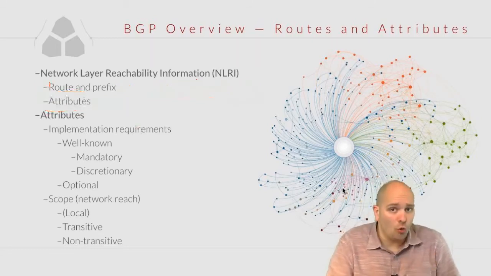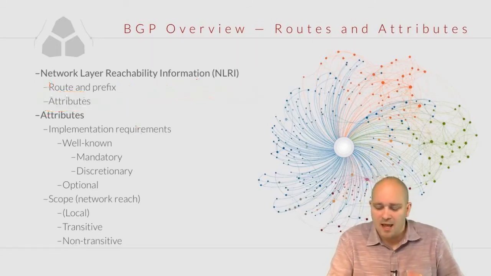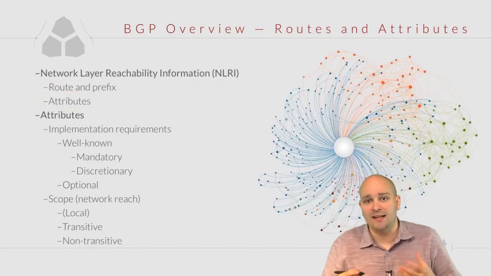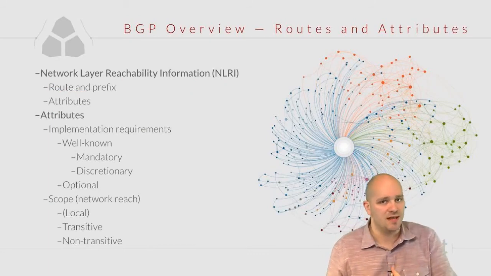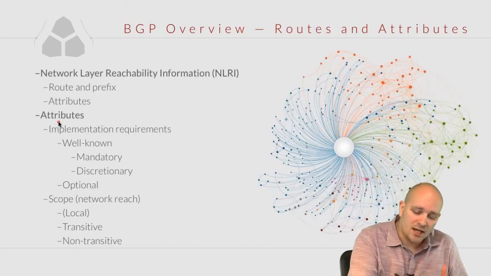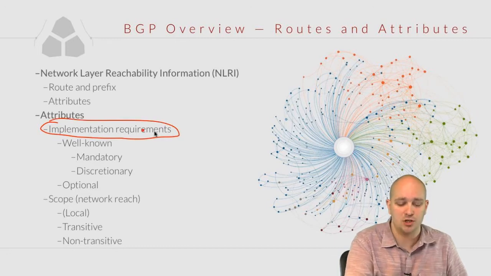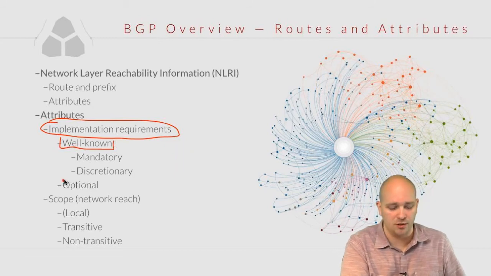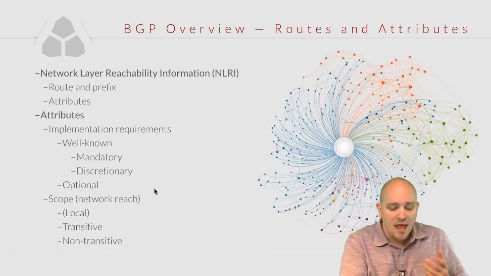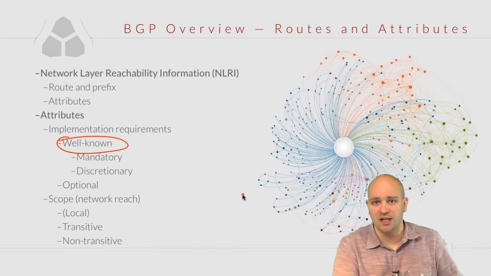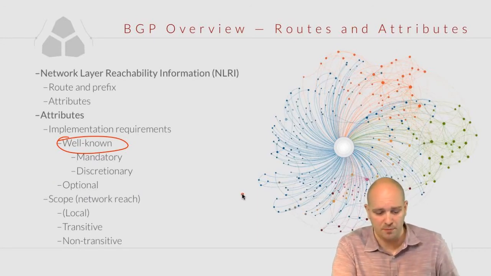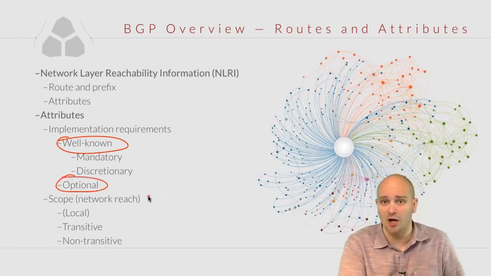Now, not all BGP attributes are the same. They can be divided into several categories that describe the attributes themselves. First of all, the attributes are divided based on the implementation requirements, and these are further subdivided into the well-known attributes and the optional attributes. Well-known attributes are those that must be understood by every BGP implementation. Optional attributes are exactly that.